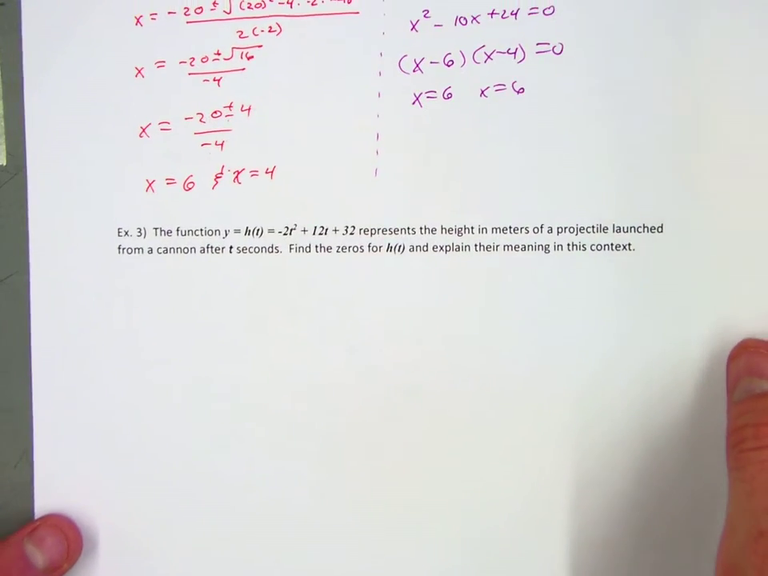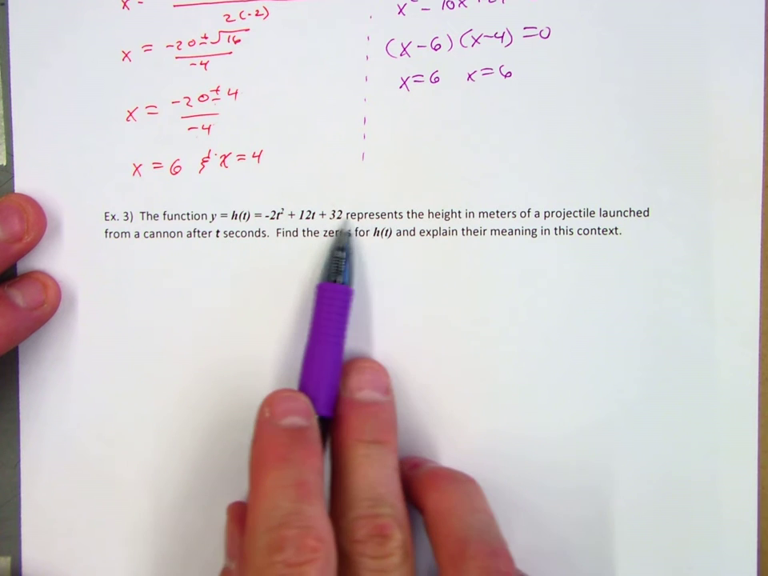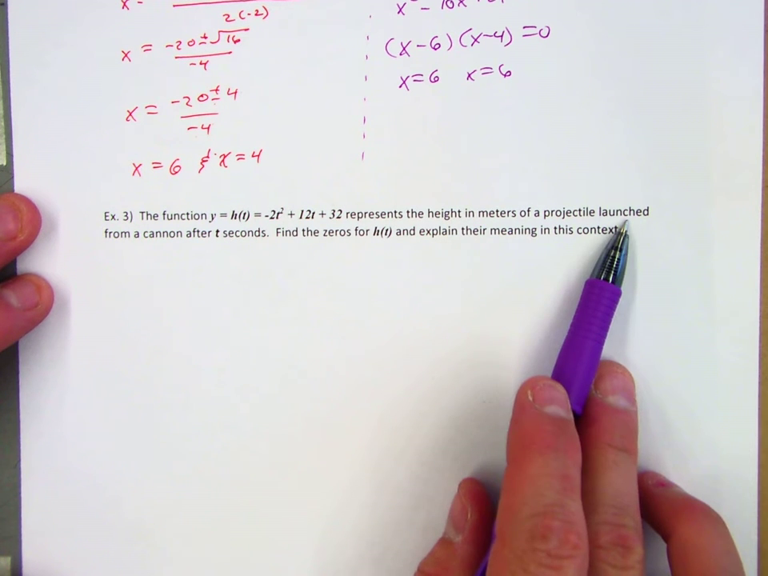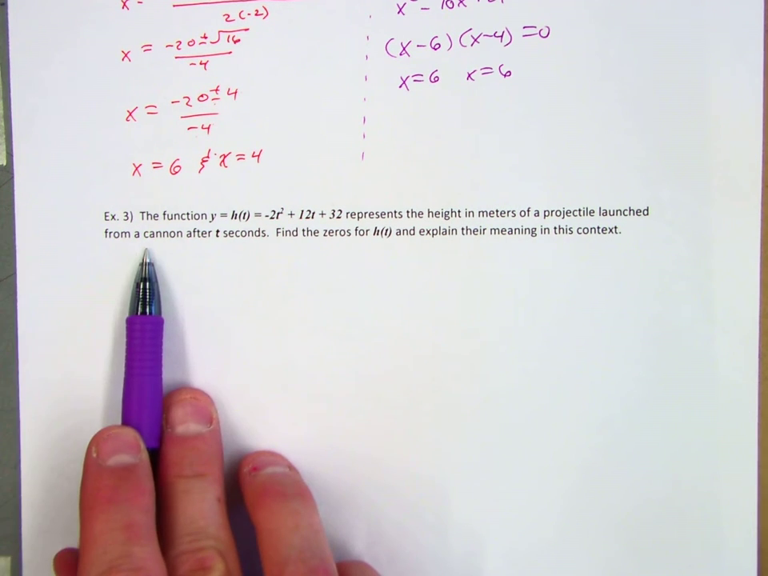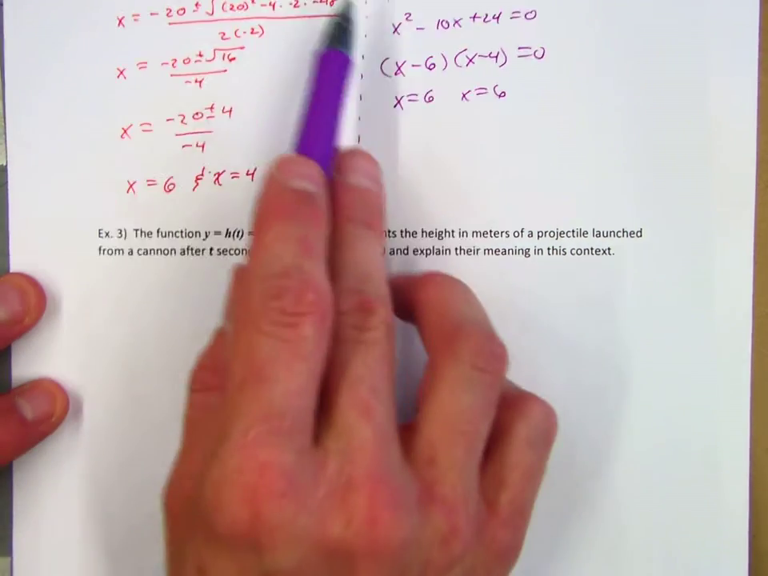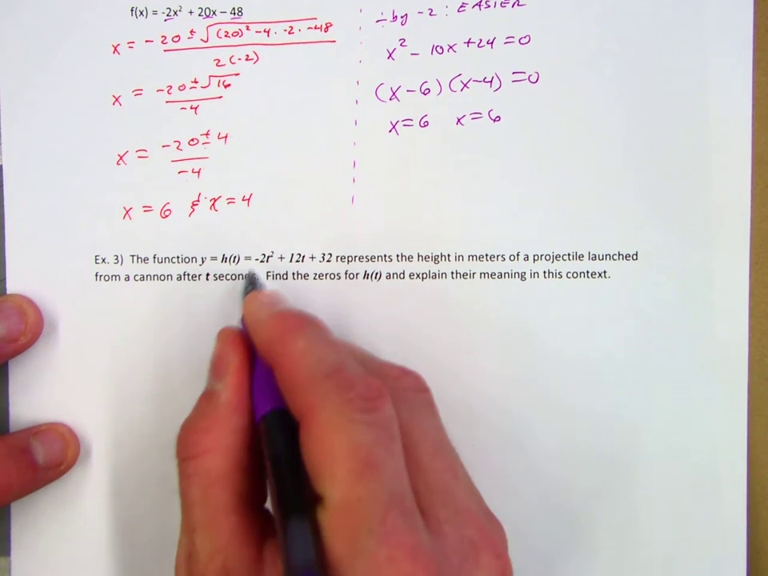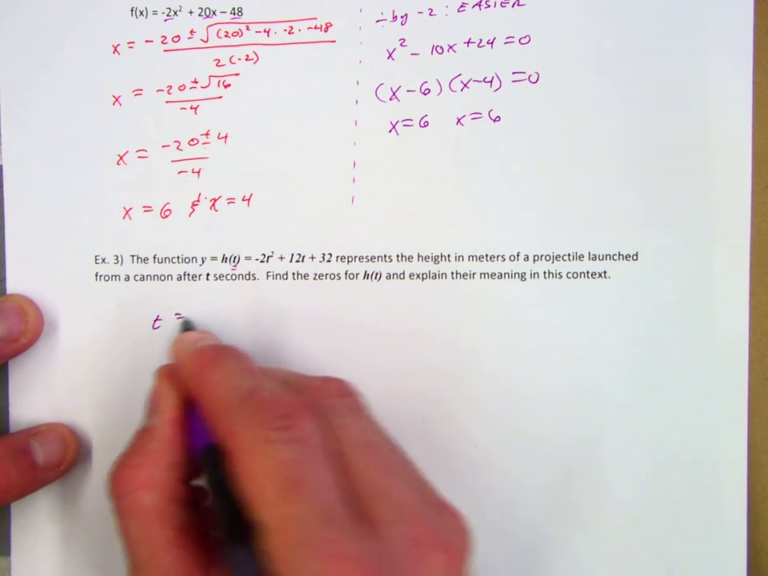Now, in the second example here, you get a kind of a word problem, if you will. So this function is used to represent the height of some projectile, who knows what it is, launched from a cannon. All right, we're going to find the zeros algebraically. Okay, so we're going to use the quadratic formula again. In this case, the variable is t, so it's t equals.